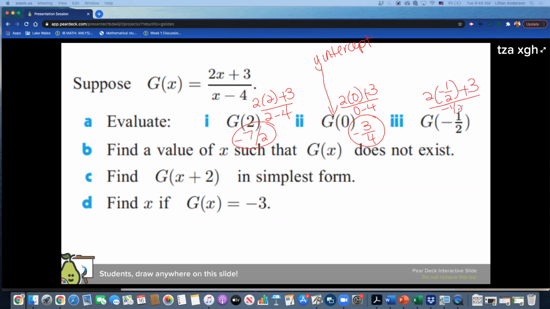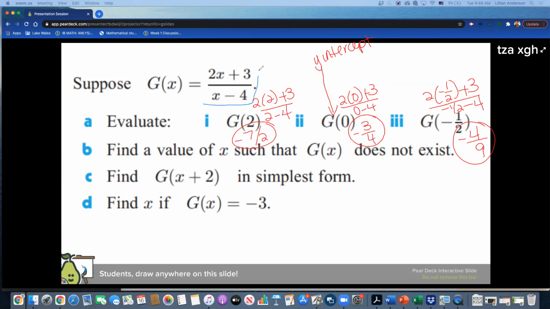When you plug in -1/2, if you typed it into your calculator, I hope you were very careful on how you typed it in. What did you get for your answer? Fraction, please. -4/9. Some of you guys who did provide a decimal, remember you rounded to 3 significant figures, okay? Now for part B, it's asking you to find a value of x such that g of x does not exist.